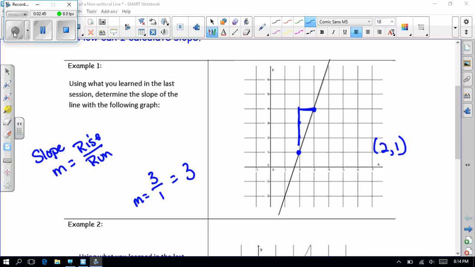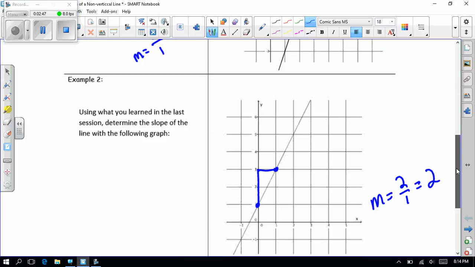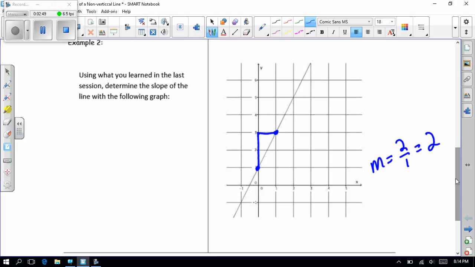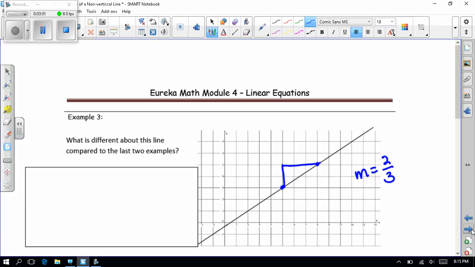Okay, so example 1 we did together, and example 2, your rise is 2, your run is 1, 2 over 1. Again, if you do that division, you're going to get the whole number 2. If you use different points on the line, that's fine. You should have still come up with the same slope. And the last one, our rise is 2, our run is 3, so we would say our slope is 2/3.